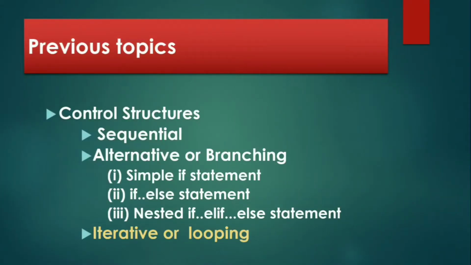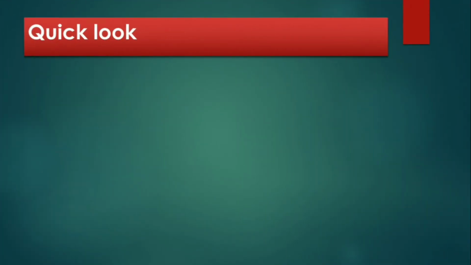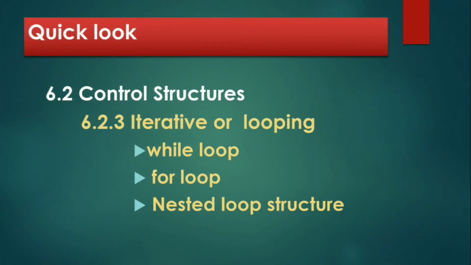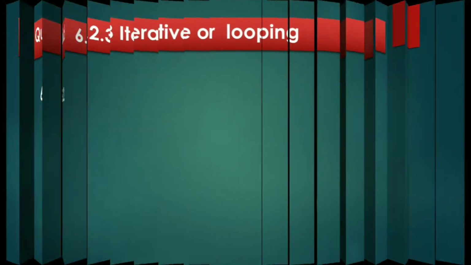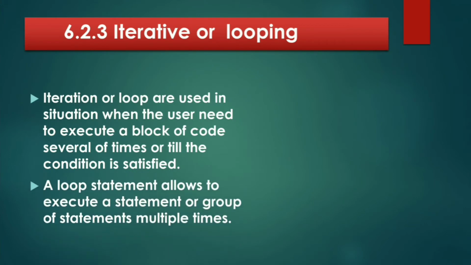Okay, now let's start with the topic of this video. Here we are going to learn about iterative or looping. Under this, again we do have 3 different statements: while, for and nested loop structure. Okay, let's start with an introduction. Iterative or looping is actually used in a situation when we are in need of executing a block of statements or a single statement for multiple times. This is based on the condition.